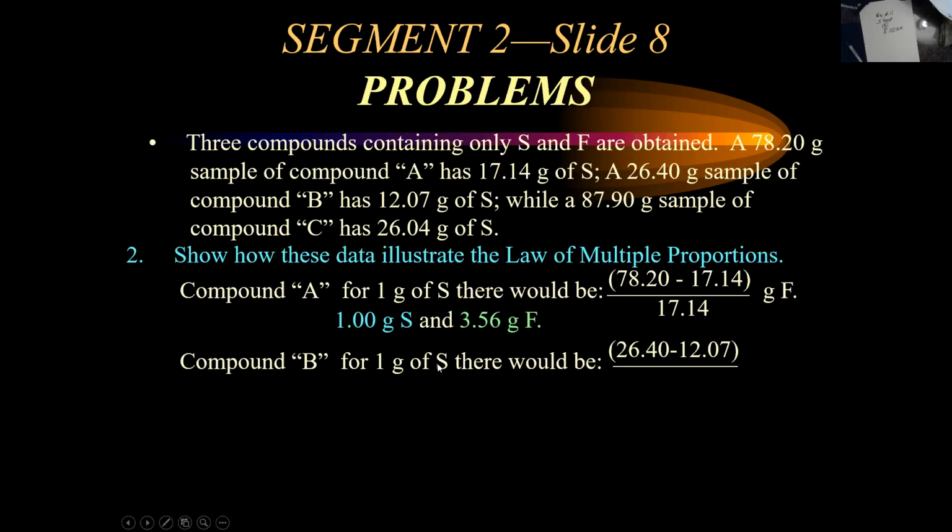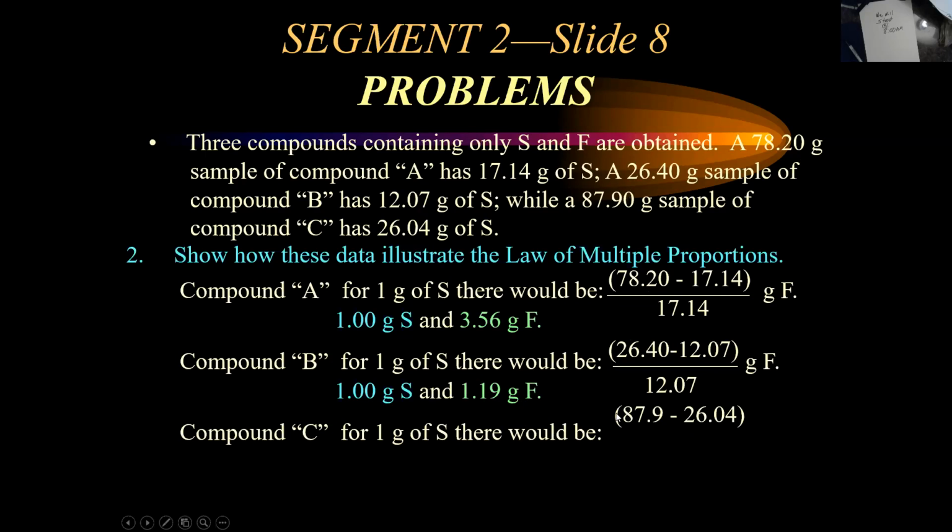To get 1 gram of sulfur in it, the sample said we had 12.07 grams of sulfur. So 1 gram of sulfur here, 12.07 grams of sulfur here. This is the grams of fluorine in that sample, it's the difference. When I do the math, I get 1 gram of sulfur is combined with 1.19 grams of fluorine.